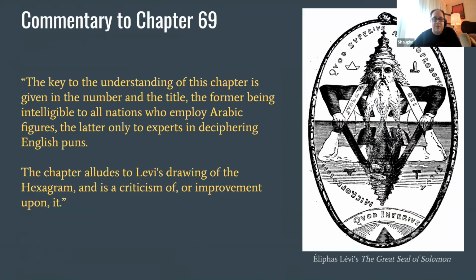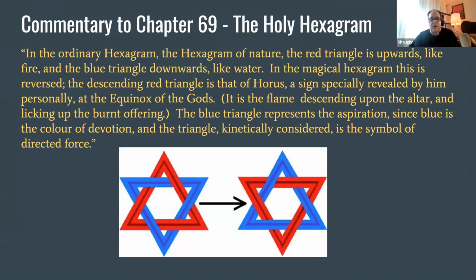The chapter alludes to Levi's drawing of the hexagram and is a criticism of or improvement upon it. Okay, and again, here's the picture of Eliphas Levi's The Great Seal of Solomon hexagram figure. So the further commentary says, in the ordinary hexagram, the hexagram of nature, the red triangle is upwards like fire, the blue triangle downwards like water. In the magical hexagram, this is reversed.